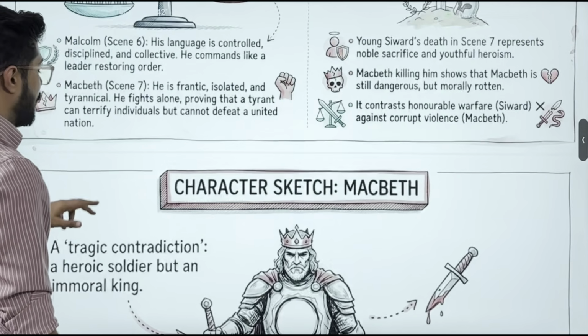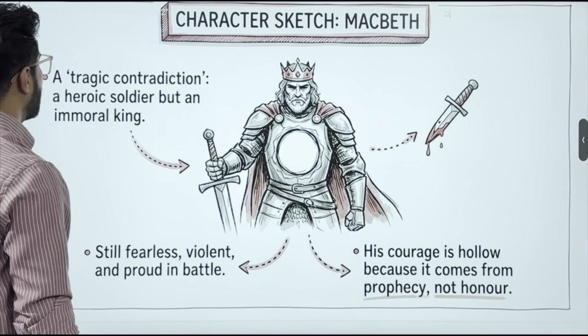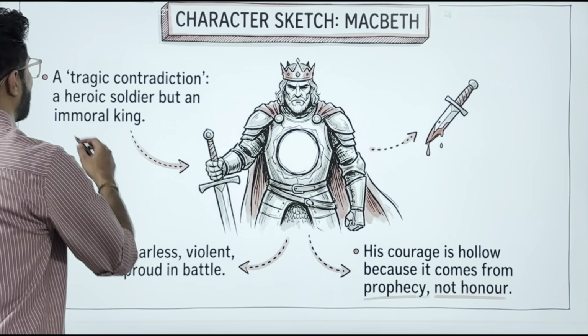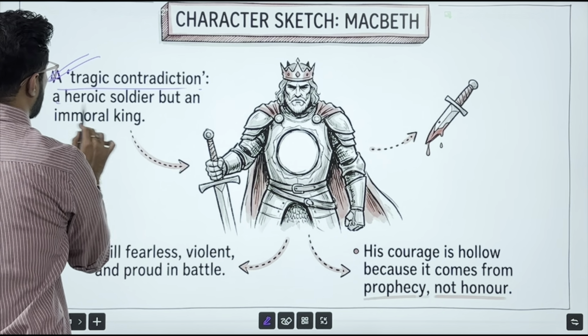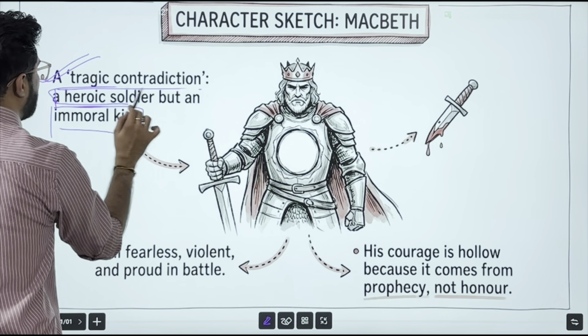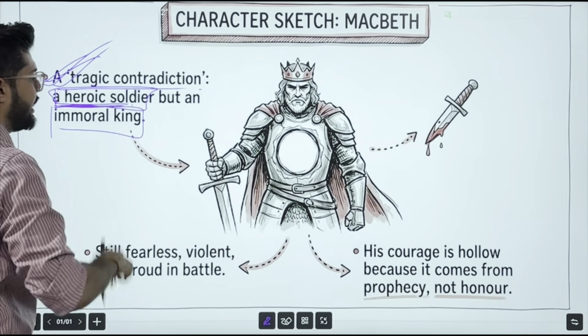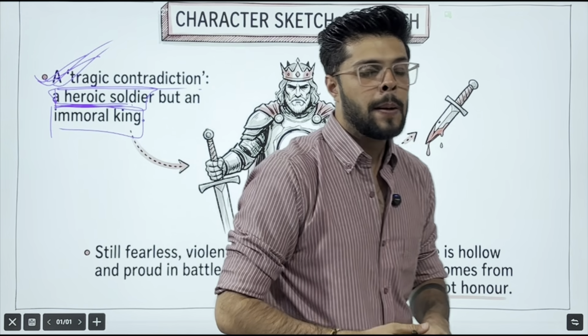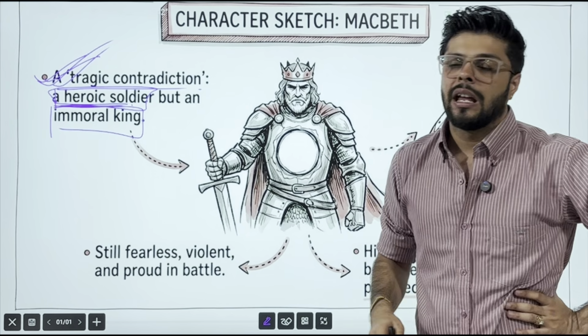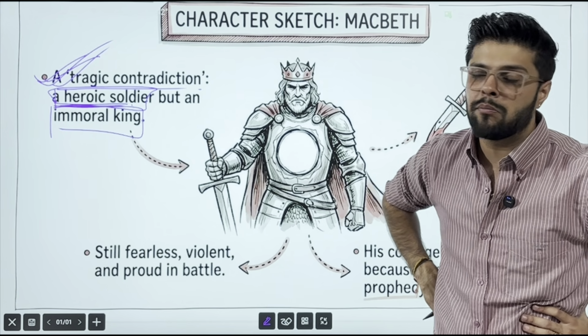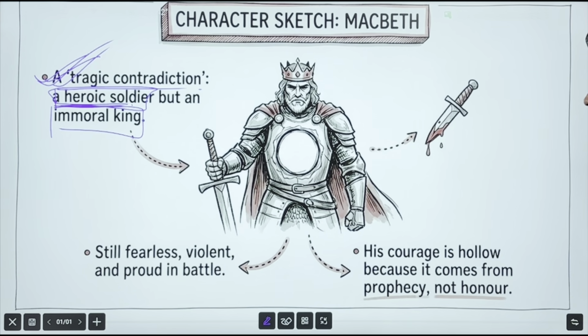Now, moving forward, talking about the character sketch of Macbeth, he is basically a tragic contradiction, a heroic soldier, but an immoral king. Please use this contrast in your answer. In this particular scene, although he fights bravely, at the same time, he is a tyrant and he is immoral in his attributes and nature.